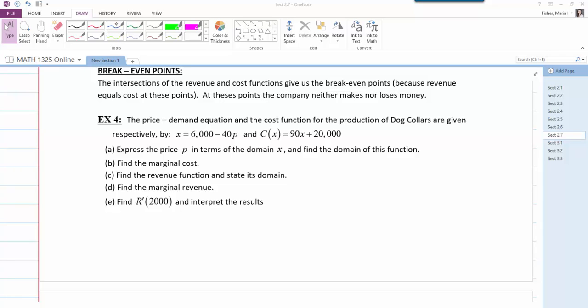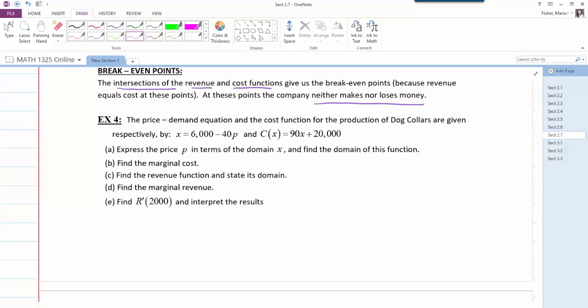Break-even points are where you have intersections of revenue and cost functions. So it's when revenue is equal to cost, which means you neither make nor lose any money. Because if your revenue is exactly what it takes to produce something, the cost, you make no profit.